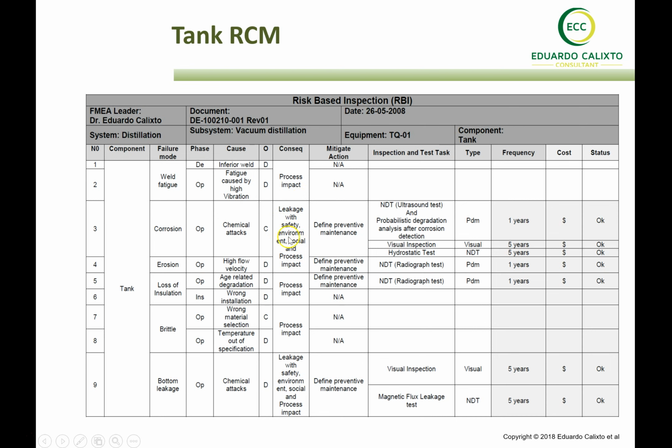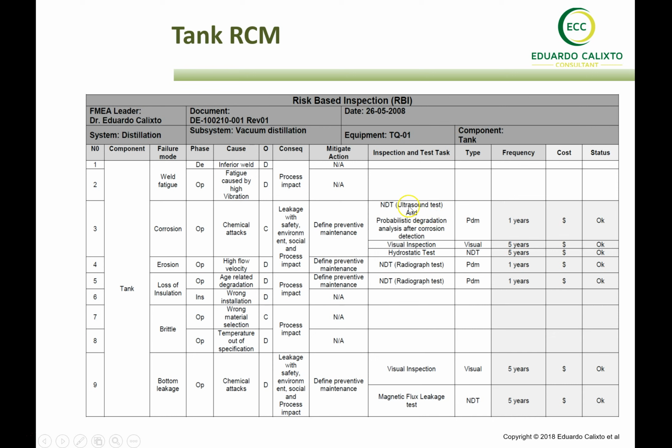So here is a simplification of the FMEA. We do not have the risk, but of course this leakage here is the most critical one, and that's why we have some maintenance tests defined during the RCM here. Okay, it's during our RBI, let's say like that.